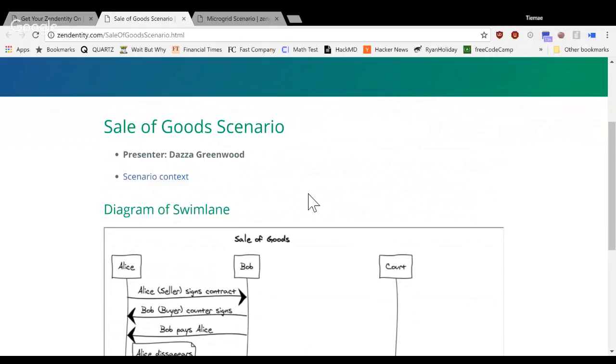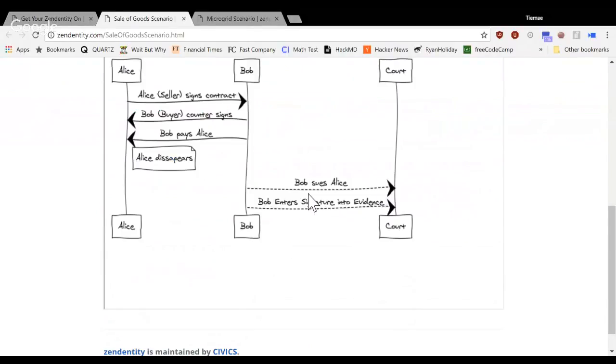I'm going to go back to our page now. Here we go. Just coming through. Yeah, here we go. Scrolling, good.